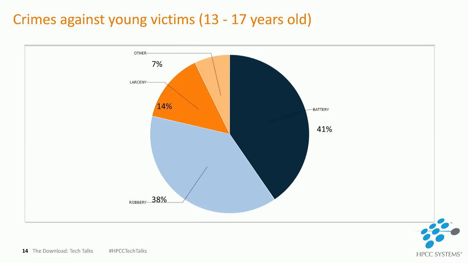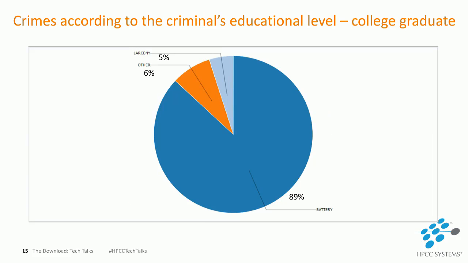And in the next profile that was made, the crimes according to criminal education level. In this case, college graduated. It was made without any gender distinction again, and we can also see a large number of records related to battery, showing us an aggressive profile related to graduate criminals in São Paulo.